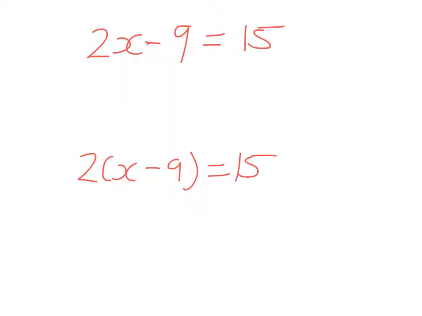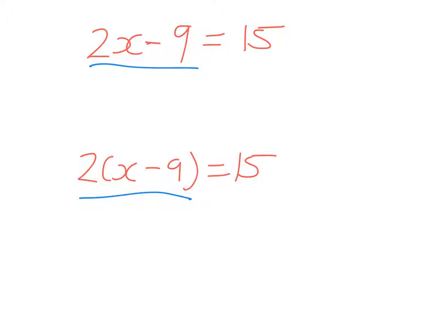Okay, so these two equations, again, look very similar. They differ only by order of operations. In the first one, I've timesed x by 2 first. In the second one, I've subtracted 9 from x first. So when I'm solving, I will undo things in a different order and get a different solution.